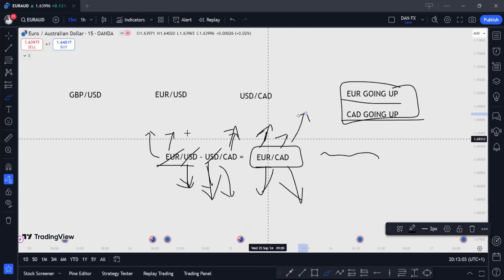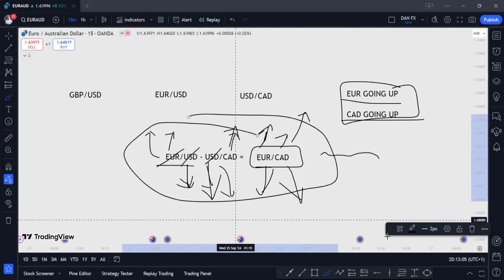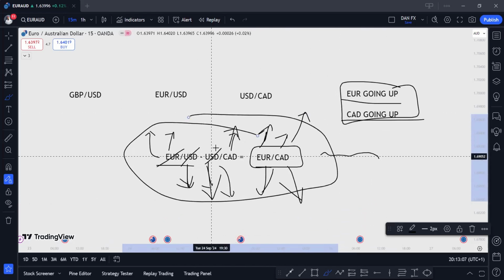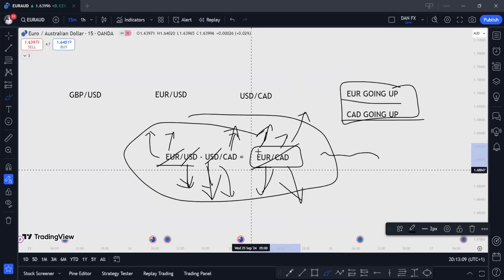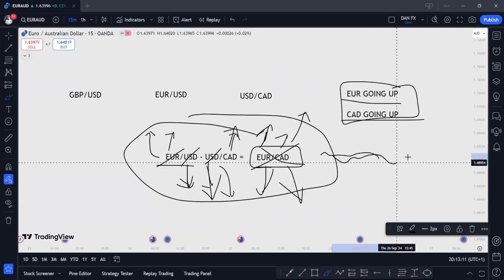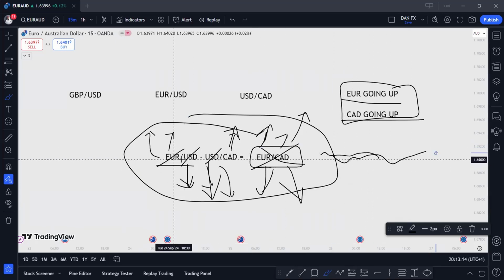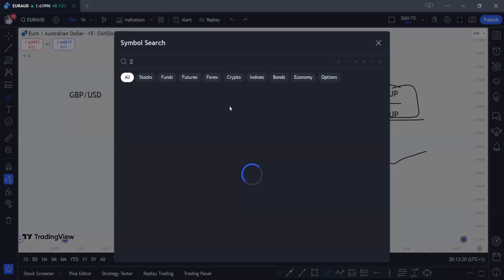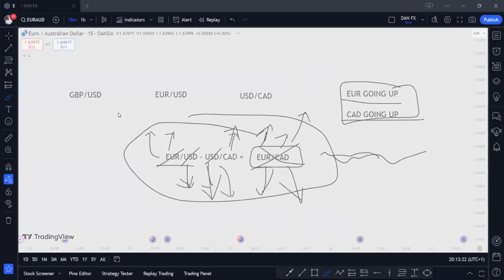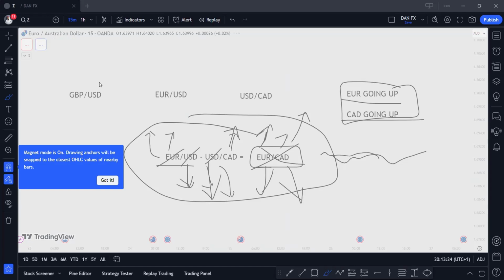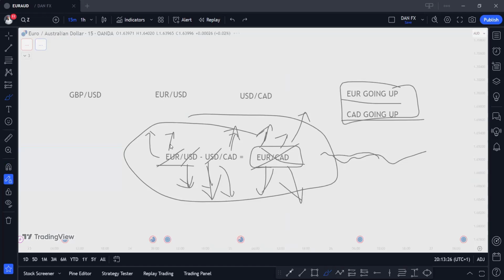So market makers can't move these three pairs at the same time. They have to hold one and move the other ones. So they could hold Euro/CAD sideways while they're moving Euro/USD and USD/CAD in opposite directions. Now, they could do the same for Euro/USD in the sense that, sorry about that. Let me go back. I think I messed this up.